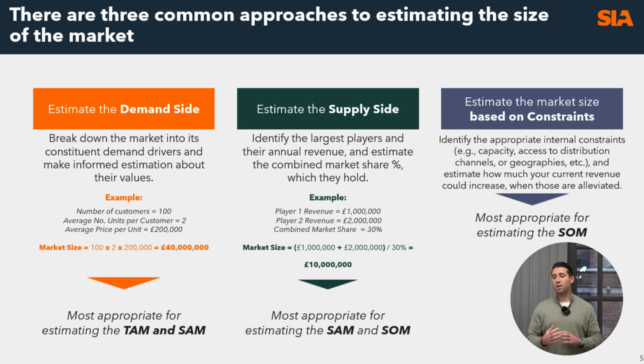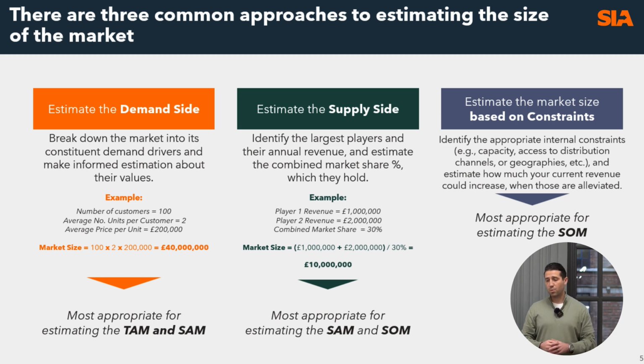When we estimate the demand side, we break down the market into its constituent demand drivers and make informed estimations about their values. This is most appropriate, often if we're estimating the TAM and the SAM. When we estimate the supply side, so a different approach to estimating the size of the market, we identify the largest players and their annual revenue and estimate the combined market share with which they hold.